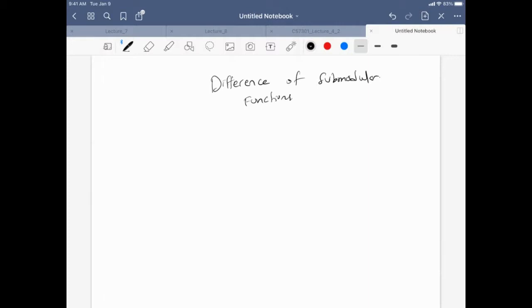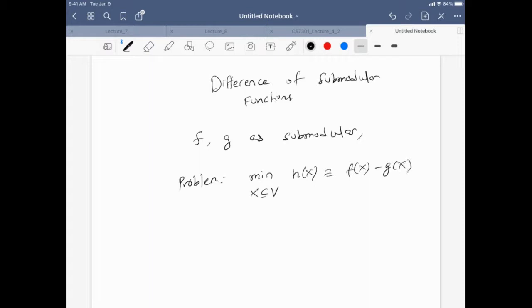Right, so we start with difference of submodular functions. Essentially, given f and g as submodular, the problem is we want to minimize over x subset of V, h of x, which is equal to f of x minus g of x. Now it turns out that this comes up in several applications, so I'll write down a few example applications.